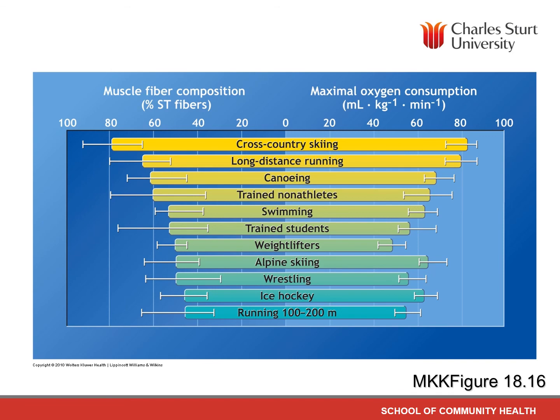And then as we move down to swimming, training, weightlifting, alpine skiing, wrestling, ice hockey, we're seeing a reduced number of slow twitch fibers and on the whole a reduced VO2 max. And then for running, 100 to 200 meters, so athletic sprinters, we're going to see a less than 50% on average proportion of slow twitch fibers, so more fast twitch, and again a lower VO2 max.